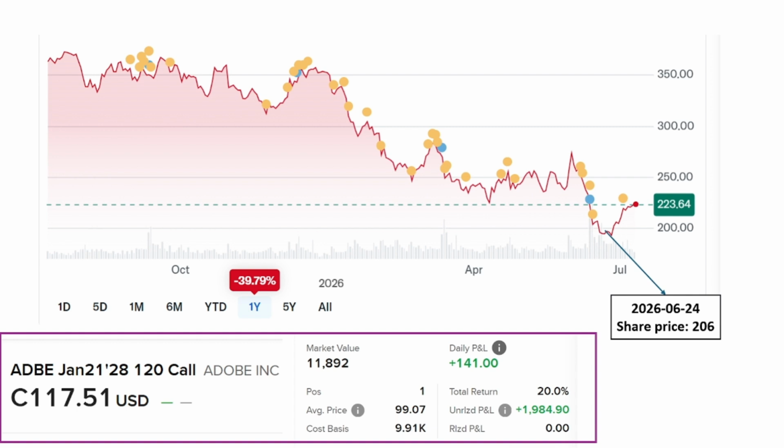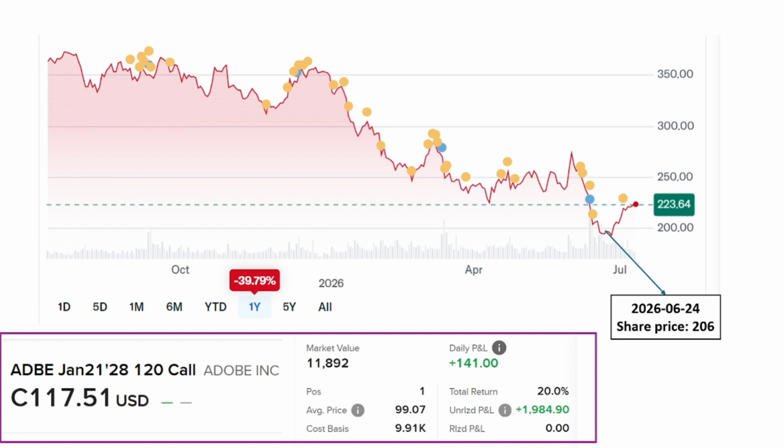So let's look at this contract. Whenever I buy a LEAP option, I try to buy as much time as possible. In this case, this option expires on 28th of January, and this is a deep in the money LEAP option. The strike price is $120, and it's a call option. At the time of purchase I paid 9,900, and that's my cost basis.